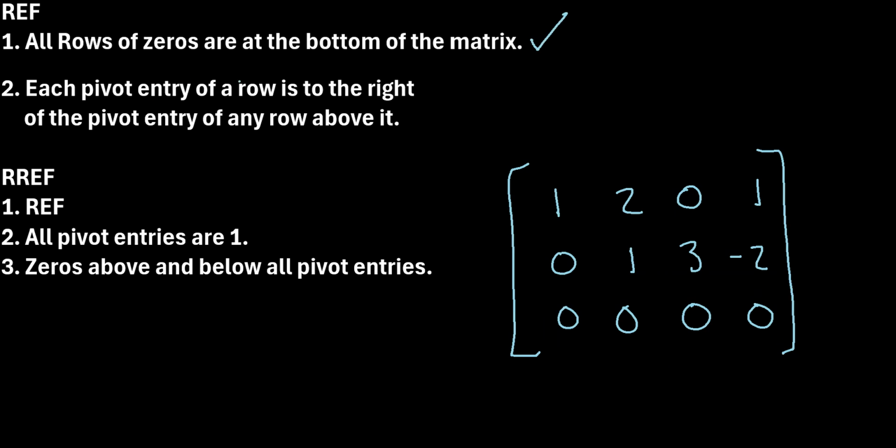Next, is each pivot entry of a row to the right of the pivot entry of any row above it? So in this first row, our pivot entry is right here, this 1. It's the first non-zero value in the row.